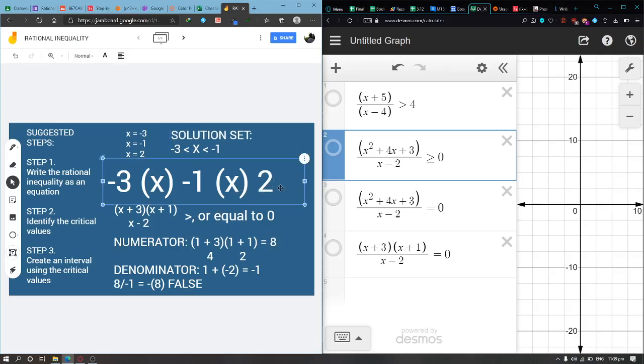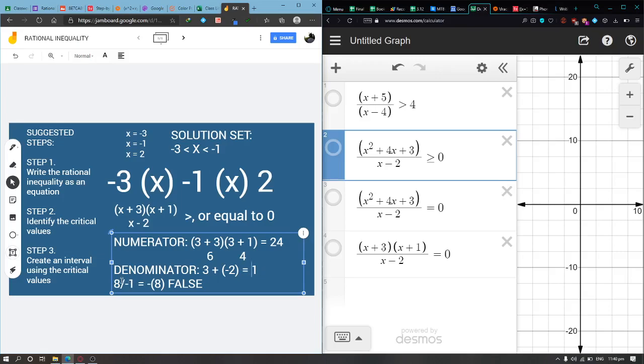So 2, let's try 3. If 3 satisfies it, that means everything higher than 2 is included. So 3 plus 3 is equal to 6. 3 plus 1 is equal to 4. 6 multiplied by 4 is equal to 24. 3 plus negative 2 is now equal to positive 1.